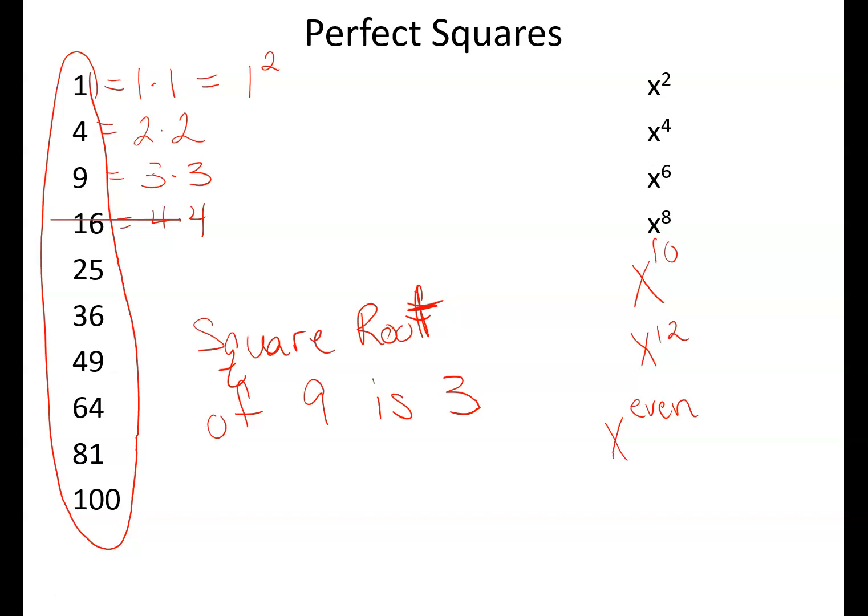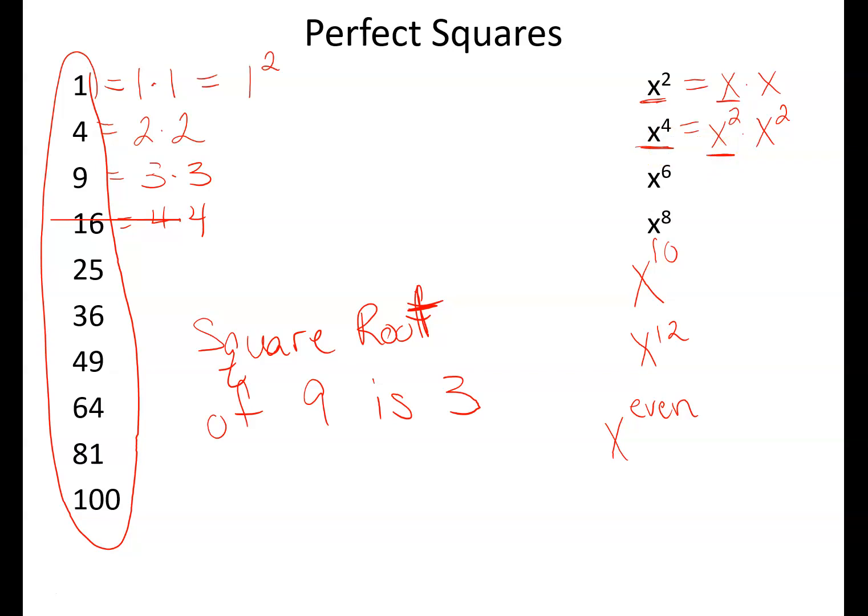If we think about why they're perfect squares, it's because x squared is x times x. X to the 4th is x squared times x squared, and so on. And we could also use the term square root. We could say the square root of x squared is x. The square root of x to the 4th is x squared.